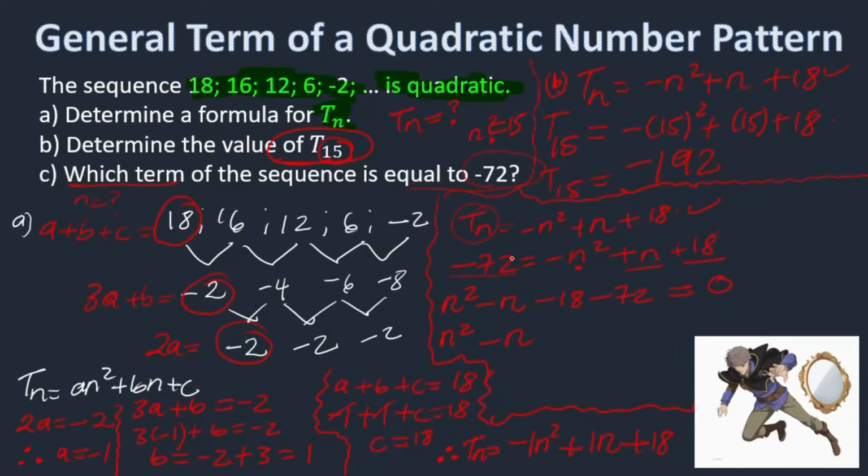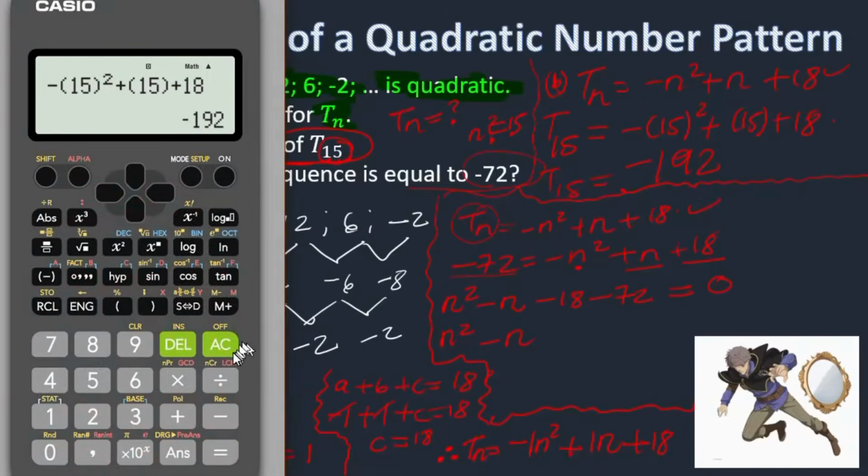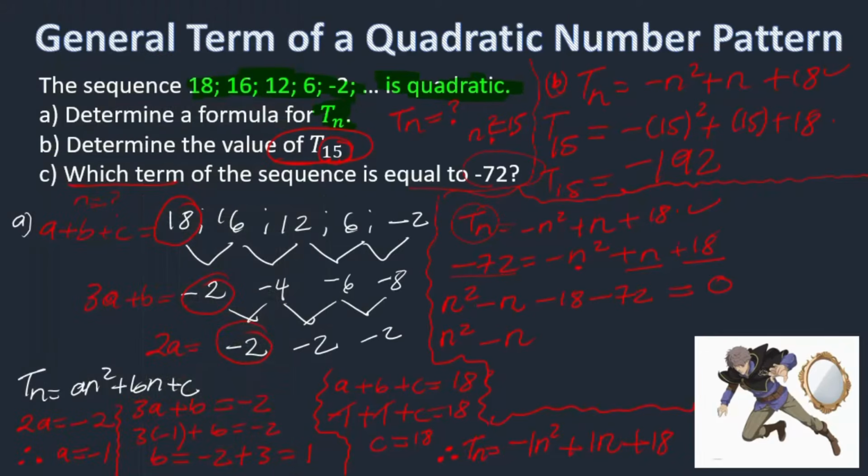And then here, you know what? The best thing to do, calculator. -18 minus 72. -90. Look at that. -90 is equal to 0.